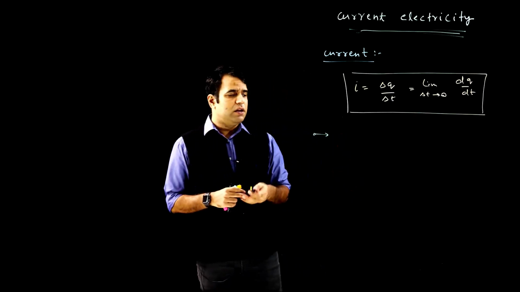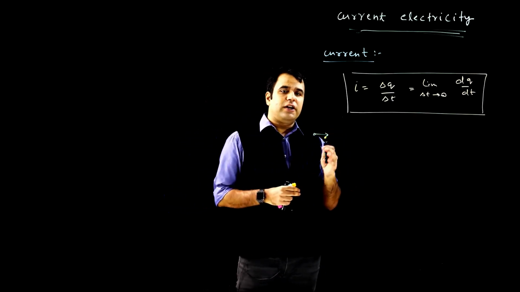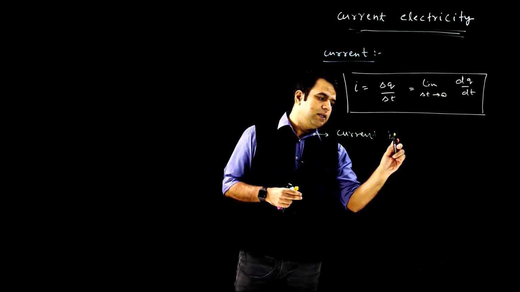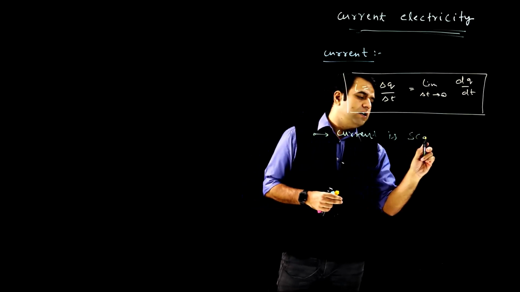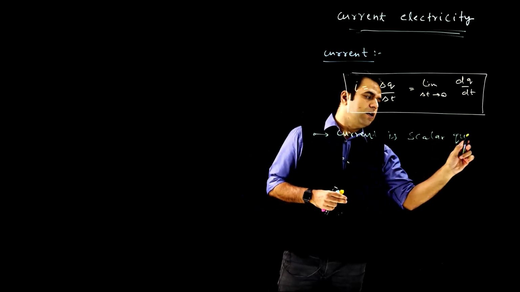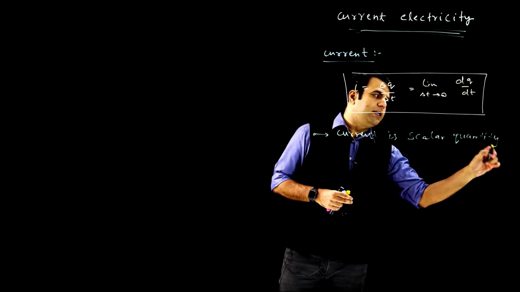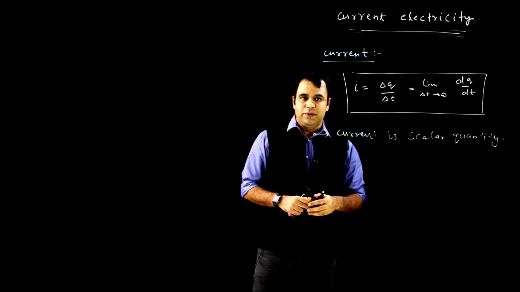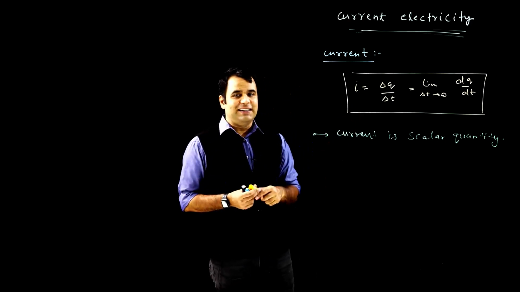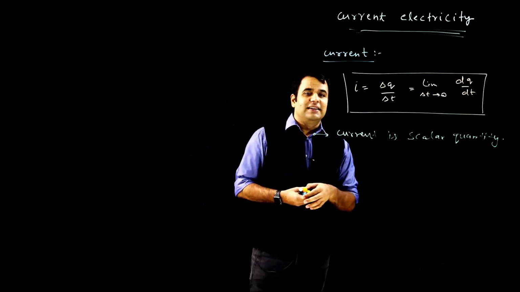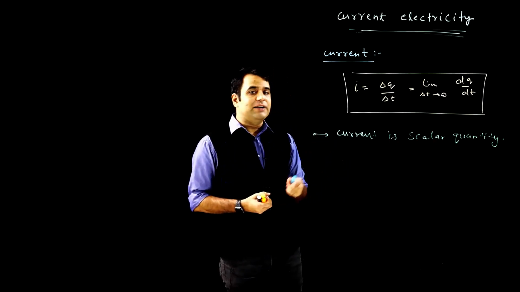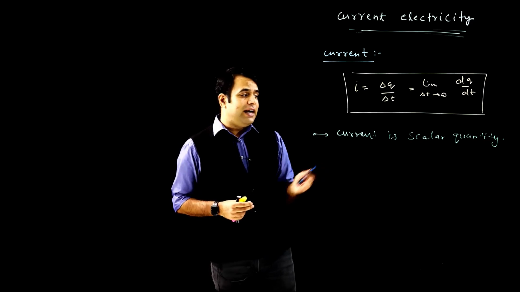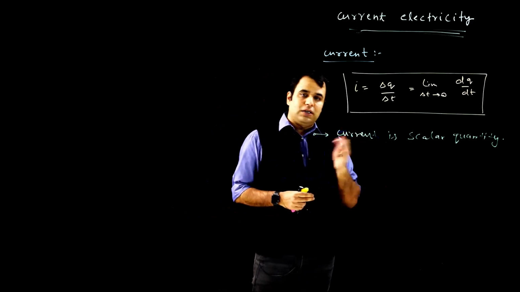As far as we are concerned, current is a scalar quantity. The more appropriate statement is that it is not a vector. If we talk about the current, it does not follow the vector addition law. Because of that, current is not a vector quantity.